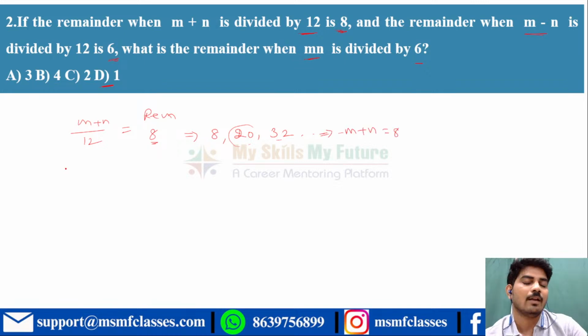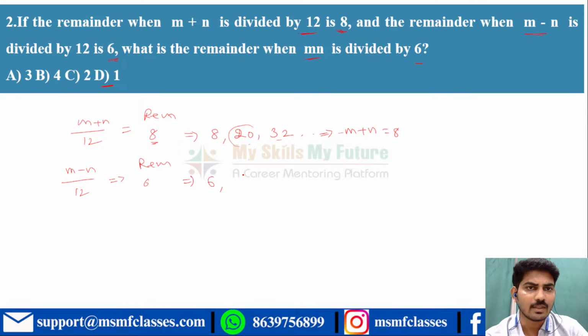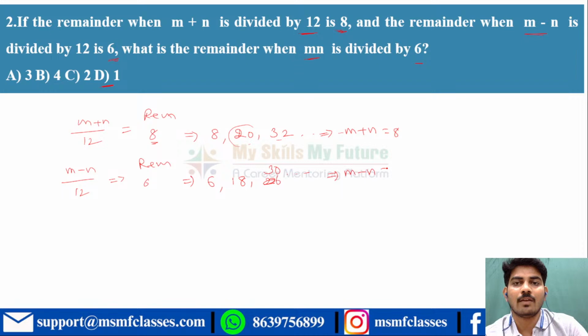Similarly, m minus n when divided by 12 gives a remainder of 6. So similarly, I can consider 6, 18, 30, and so on. So the smallest m minus n value I'll assume as 6.